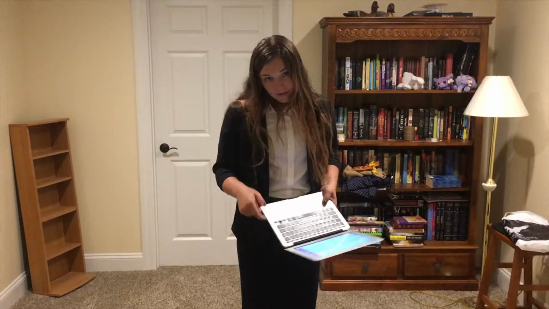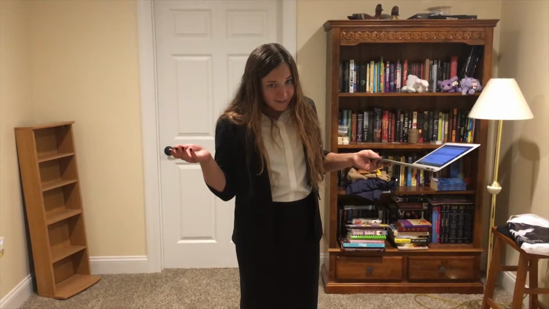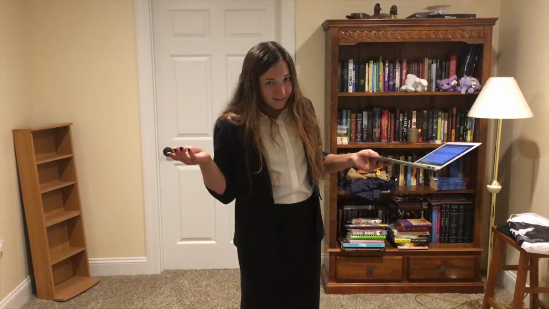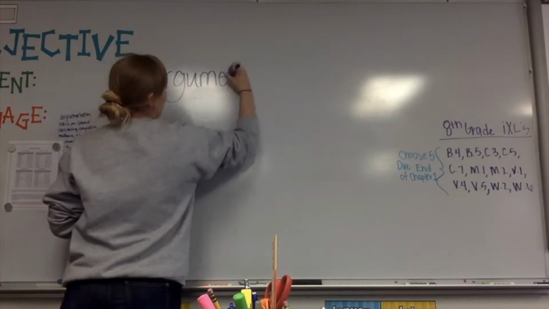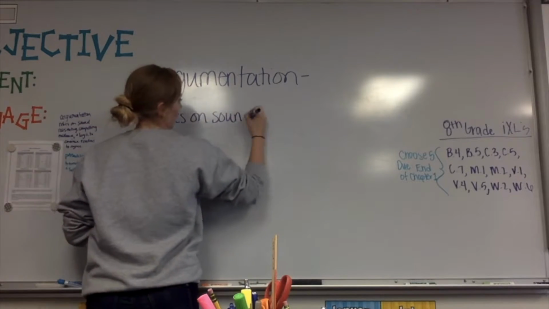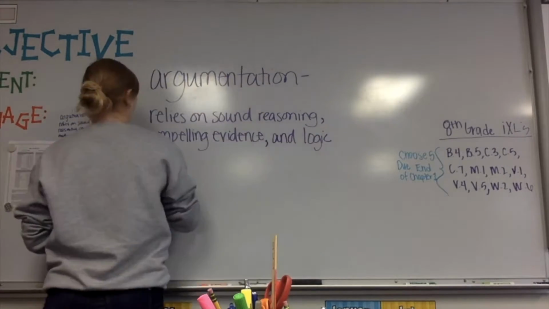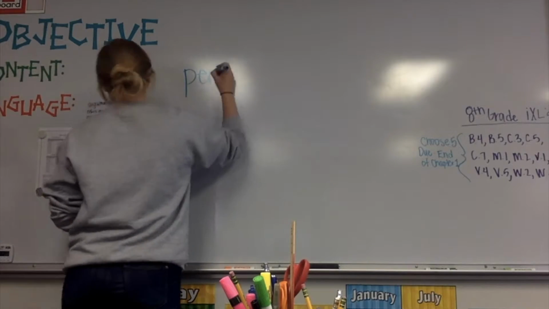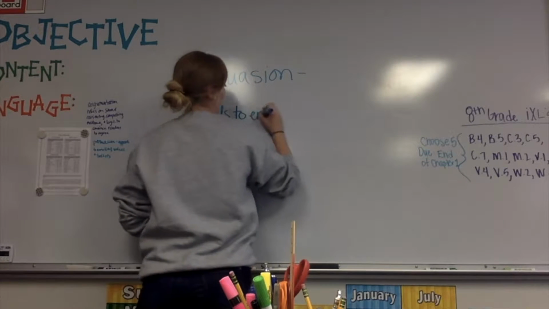Hold up. You're supposed to be persuading me to want to do what you're speaking about. I'll give you some tips. Argumentation relies on sound reasoning, compelling evidence, and logic to convince readers to agree. Persuasion appeals to the emotions, values, and beliefs of the audience.